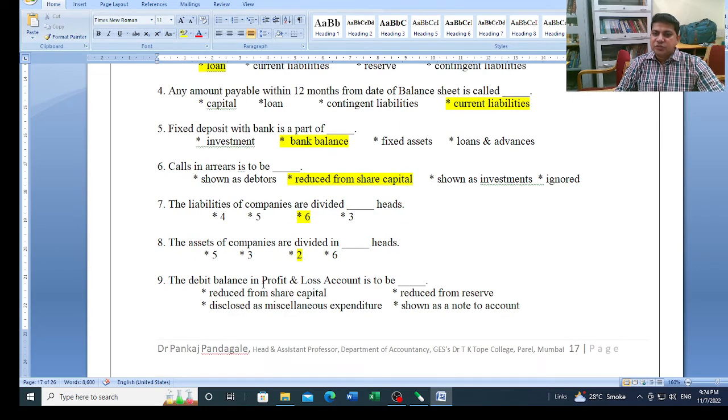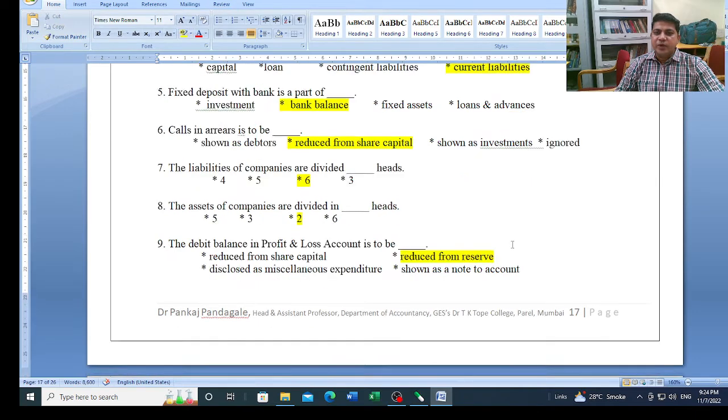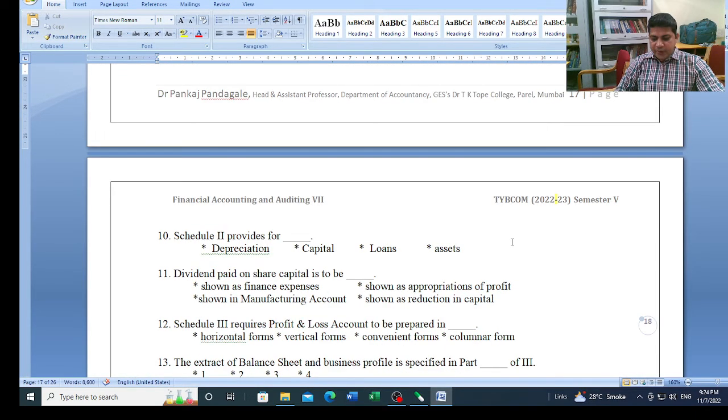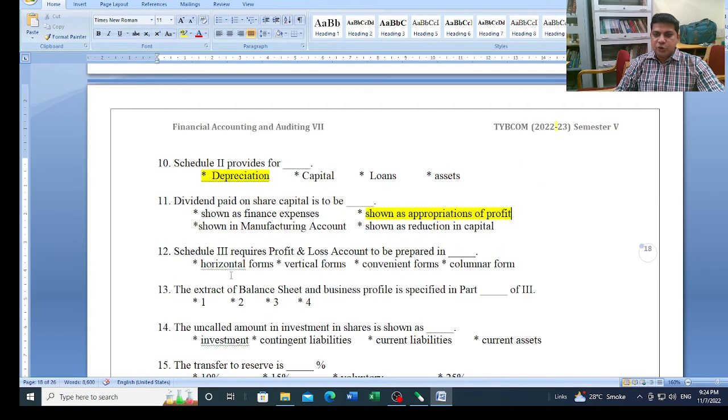The debit balance in profit and loss account is to be reduced from reserves. Next question: Schedule 2 provides for dash. It provides depreciation. Dividend paid on shares is to be dash. It shows appropriation of profit. Schedule 3 requires profit and loss account to be prepared in which form? It is always in vertical form.